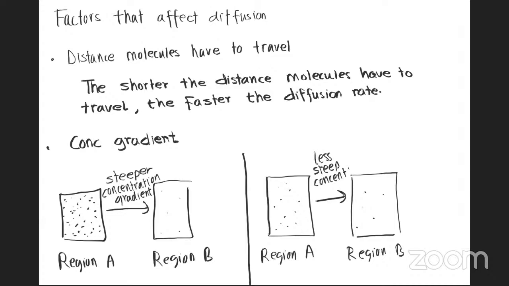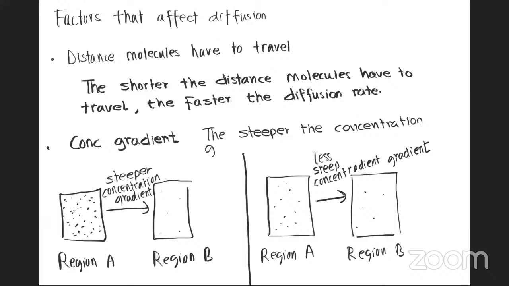Concentration gradient is how we measure the concentration difference between regions. So the steeper the concentration gradient, the faster the diffusion rate.